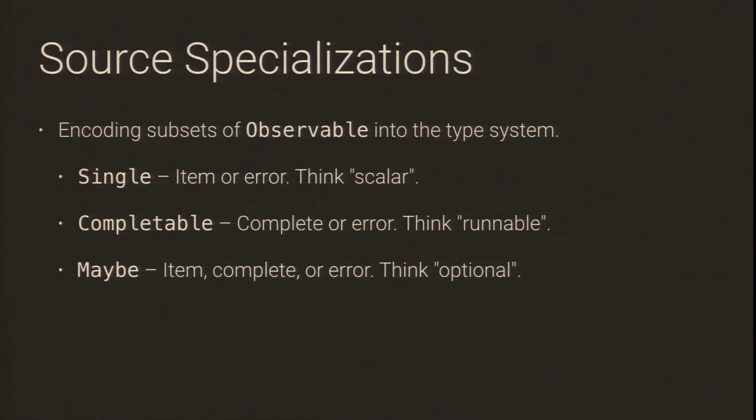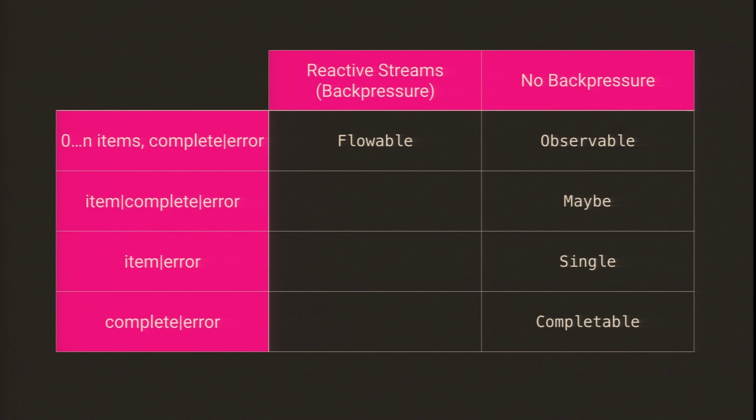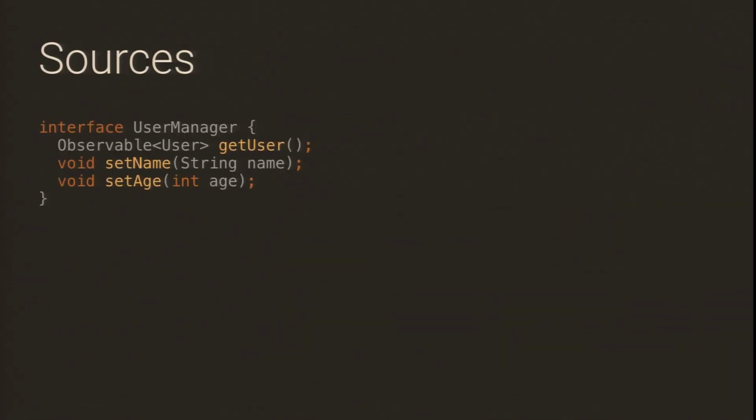So these are our three specializations. There are no reactive streams versions of these types. They don't implement the publisher interface. So again, if you need to expose these across those boundaries, you have to first convert it into a flowable. And so for our example, when the set name and set age mutators became asynchronous, these run, and then we need to know whether they complete or error, which means we want them to return completable.